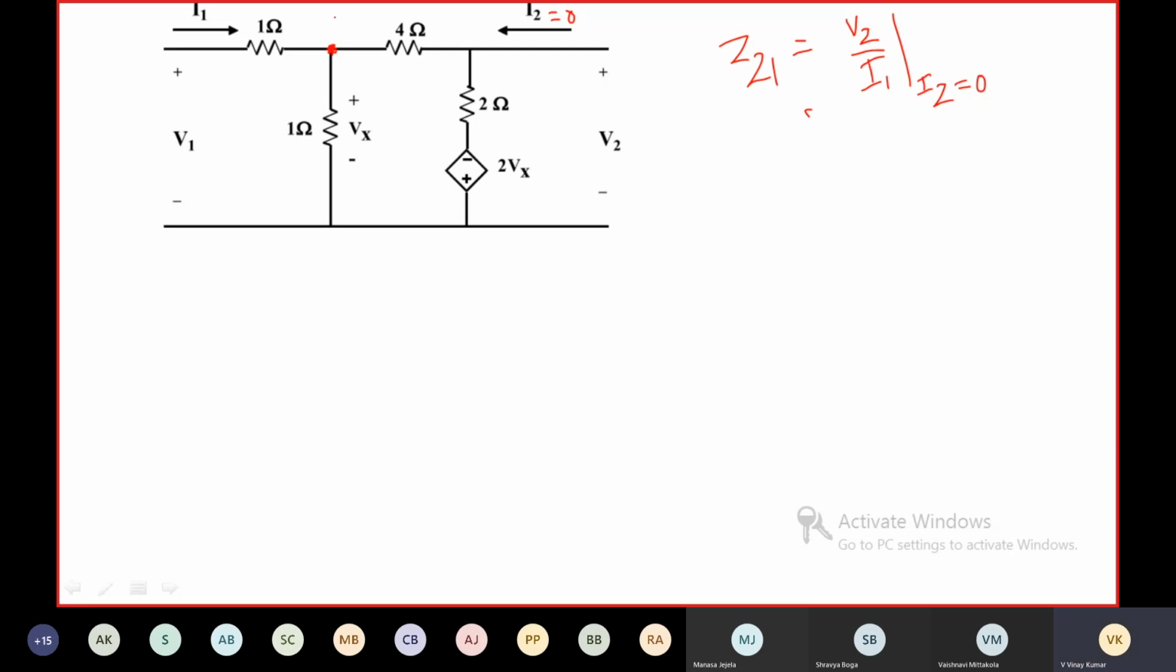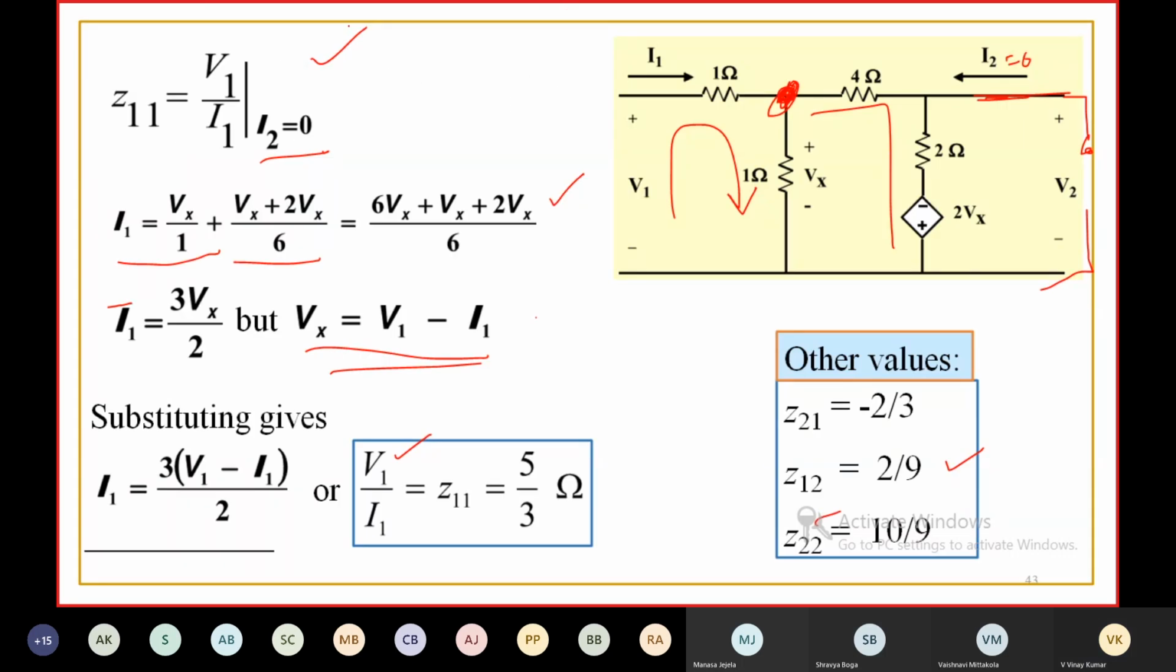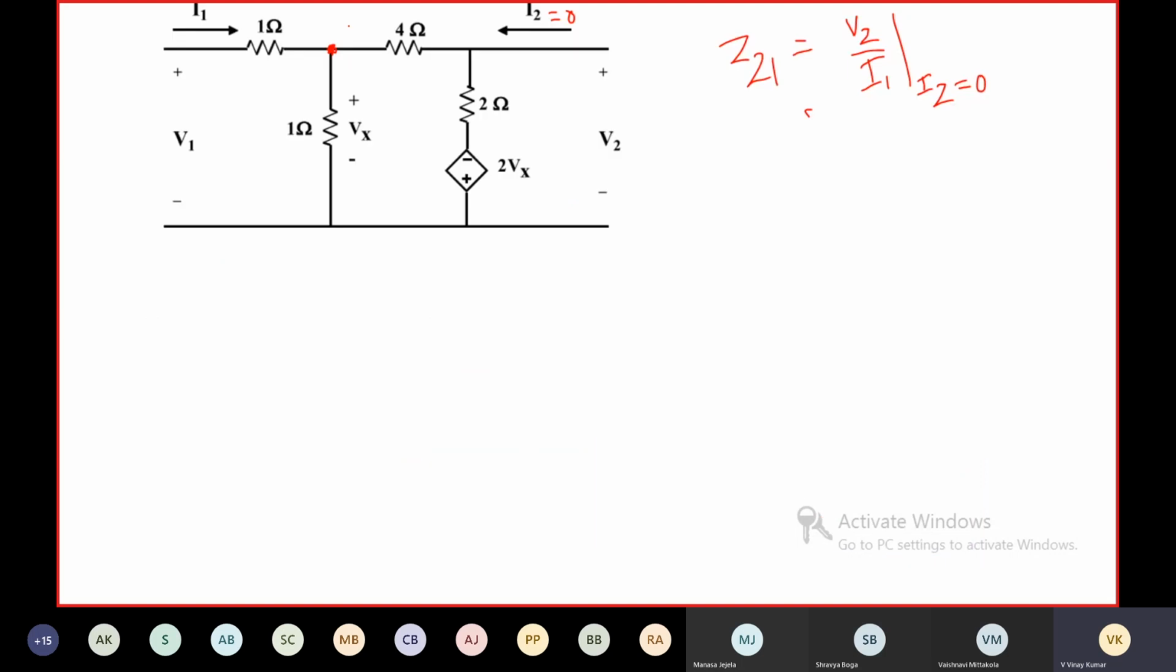So this voltage is Vx. This is the same as this circuit, right? Then we have to get the ratio of V2 to I1. You know V1 by I1 is equal to 5 by 3, you got this, right? So let us find V2.